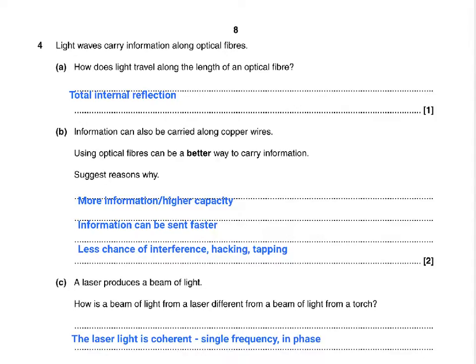Okay, question 4. Light waves carry information along optical fibers. How does light travel along the length of an optical fiber? Well, this is just recognizing that this is the process of total internal reflection. 1 mark. Information can also be carried along copper wires. Using optical fibers can be a better way to carry information. Suggest reasons why. So suggest some advantages of optical fibers.